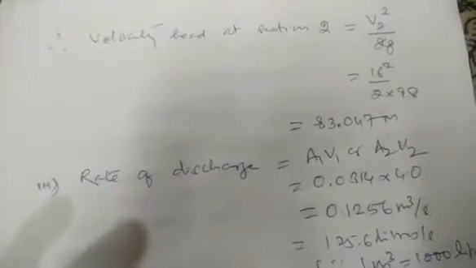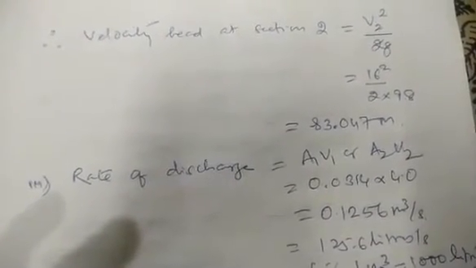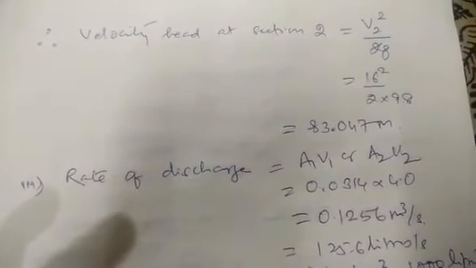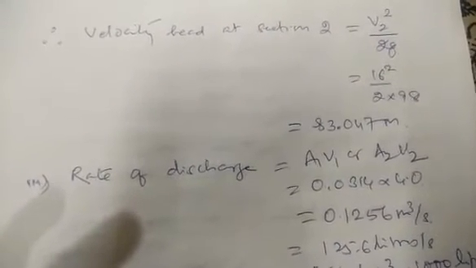Next we need to calculate the velocity head at section 2. Velocity head at section 2 is given by v2 square by 2g. We have found v2 as 16, so 16 square by 2g.